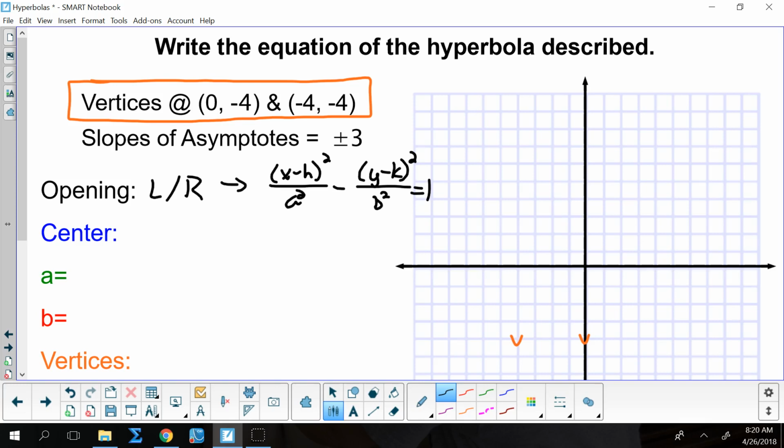What else is given to me? Somebody other than Ben. Megan. Where's the center? -2, -4. So it's the midpoint between the vertices. Yep, it's the midpoint of the two vertices. So the center is at -2, -4.